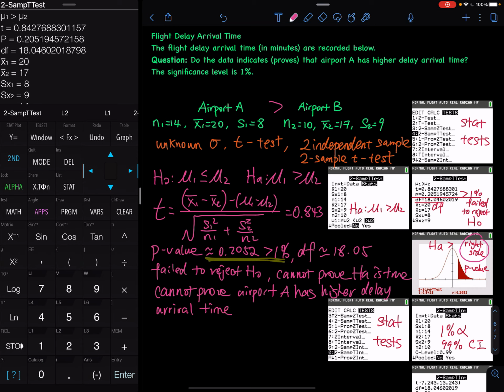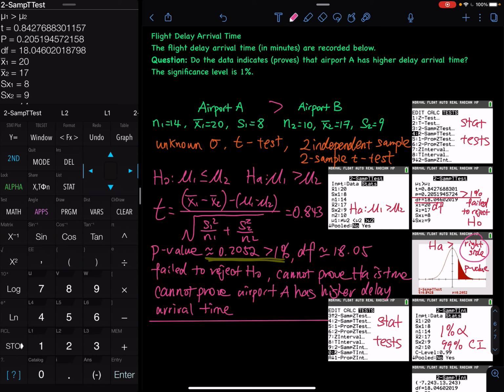And then this is the end of the 2-sample t-test. So here is the procedure. First, we decide what test we use, and then we state the H0 and HA, and then we calculate the t, the p-value, and the degree of freedom, and then we state a conclusion. And this is the end of the 2-sample t-test.